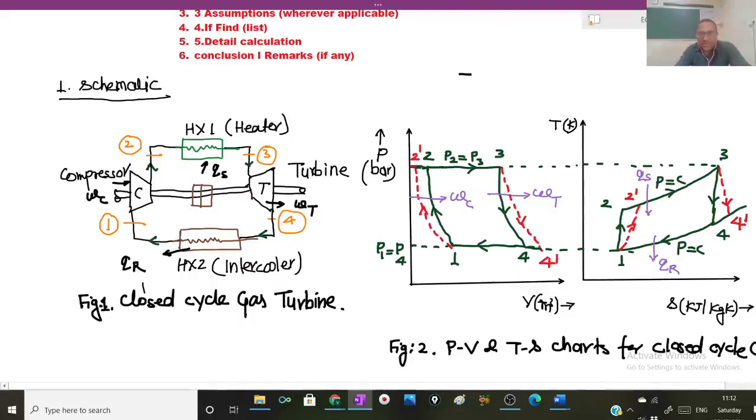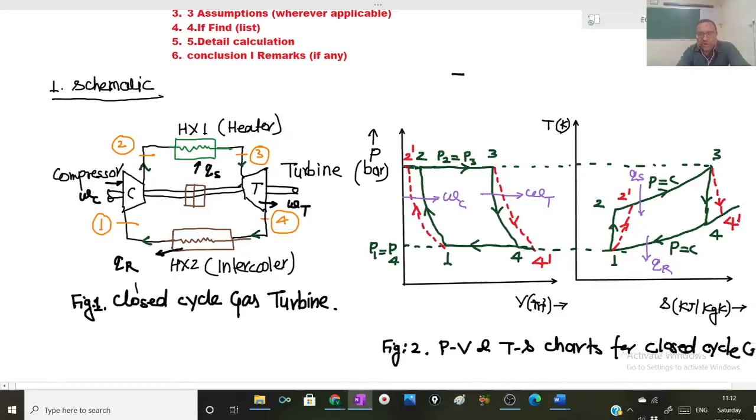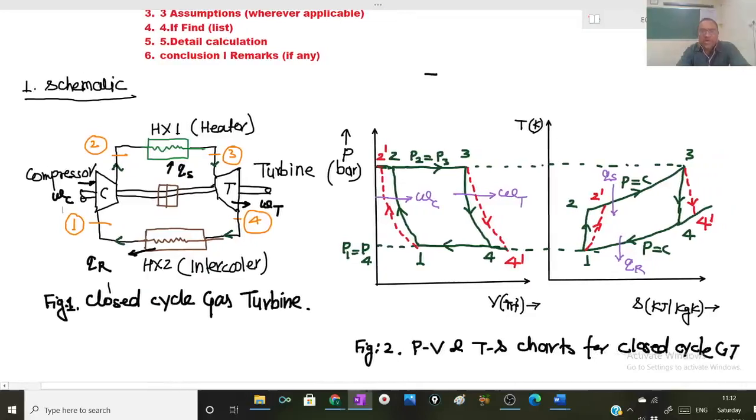Now after this, the very important step to be followed is the representation of all the processes taking place in that particular system. Here it is closed cycle gas turbine, on pressure-volume and temperature-entropy diagram. So as you can see here, in the pressure-volume diagram, I have considered pressure in bar, volume in meter cube, temperature in Kelvin, and entropy in kilojoule per kg per Kelvin.